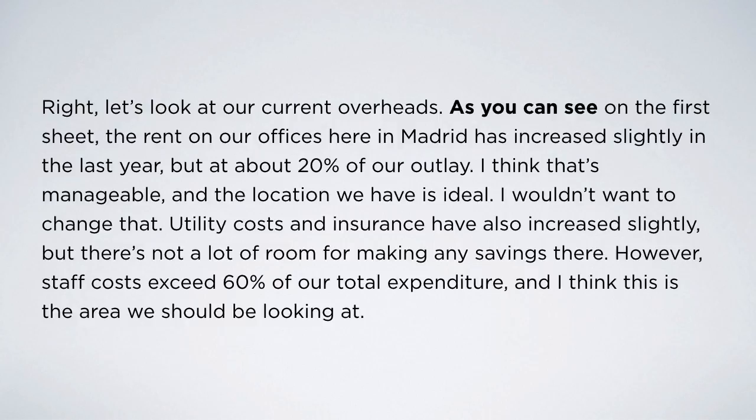Let's look at our current overheads. As you can see on the first sheet, the rent on our offices here in Madrid has increased slightly in the last year. But at about 20% of our outlay, I think that's manageable. And the location we have is ideal. I wouldn't want to change that. Utility costs and insurance have also increased slightly, but there's not a lot of room for making any savings there. However, staff costs exceed 60% of our total expenditure, and I think this is the area we should be looking at.